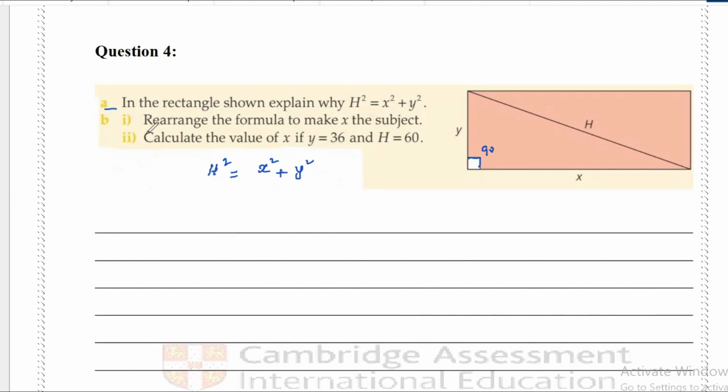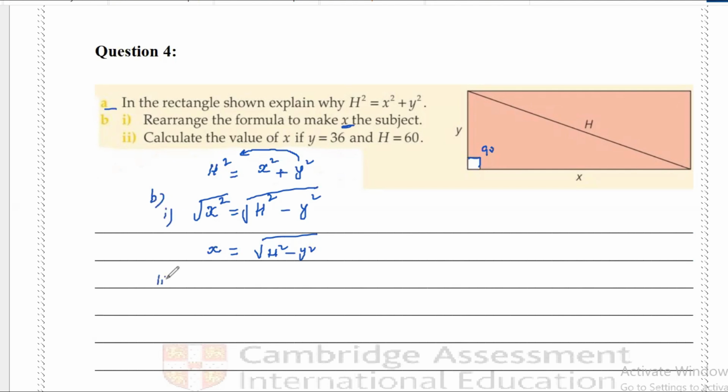Now, if we move on to part b, rearrange the formula to make x the subject. So we are looking for x equal to what? So x square is equal to h square. I'm not moving x square and h square, just moving y square to the other side. So it becomes minus y square. But still we are looking for x. So by taking square root on both sides, we would say that x is equal to square root of h square minus y square. This is the b first part.